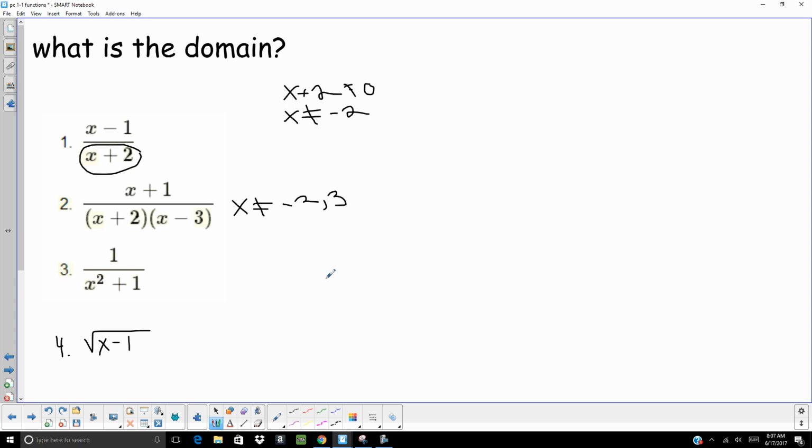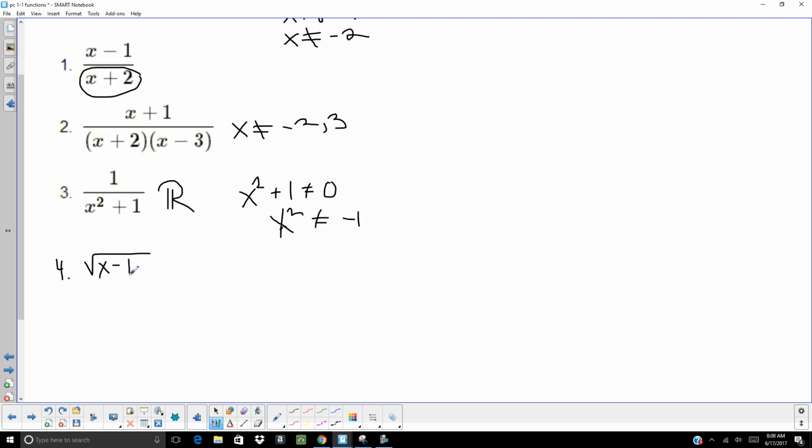On number 3, you look at that denominator. x squared plus 1 cannot equal 0. You get x squared cannot equal negative 1. Well, I'm never going to square a number and get a negative. So in this case, my domain is all real numbers.